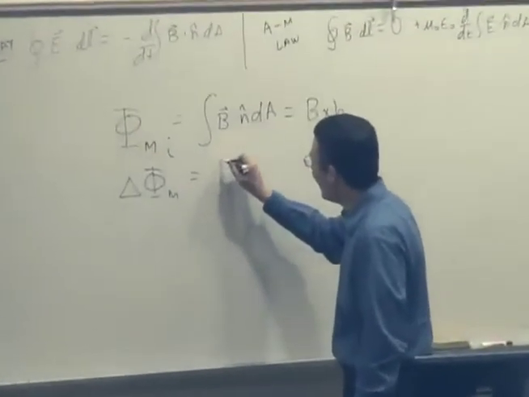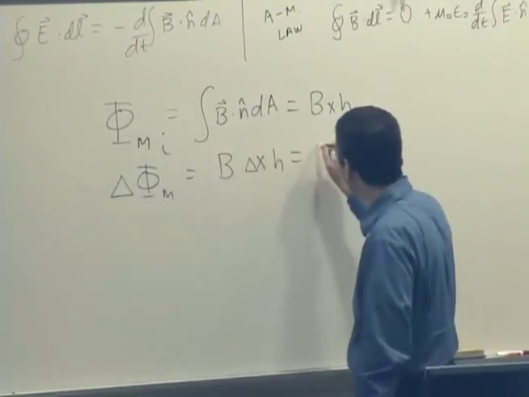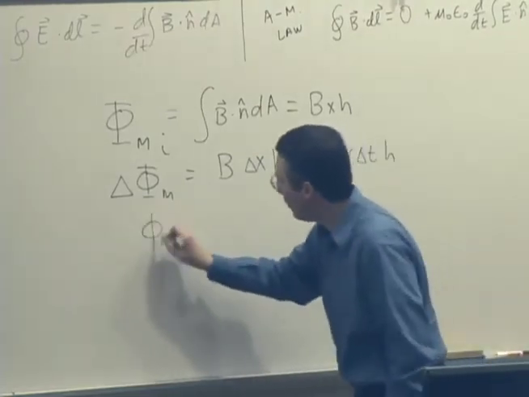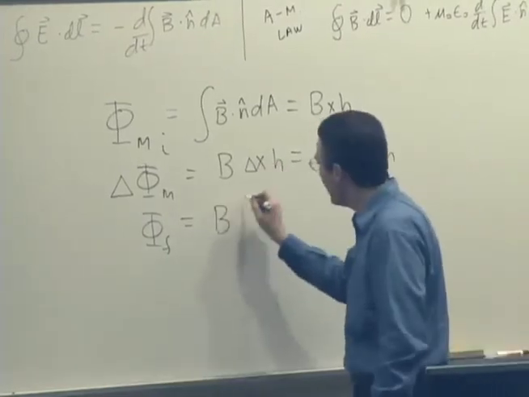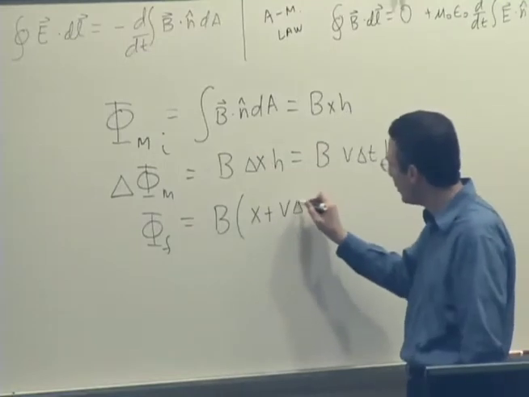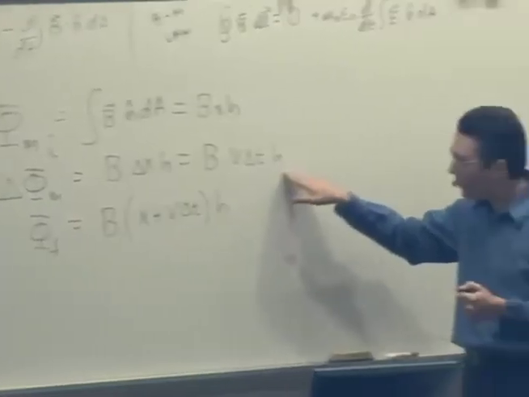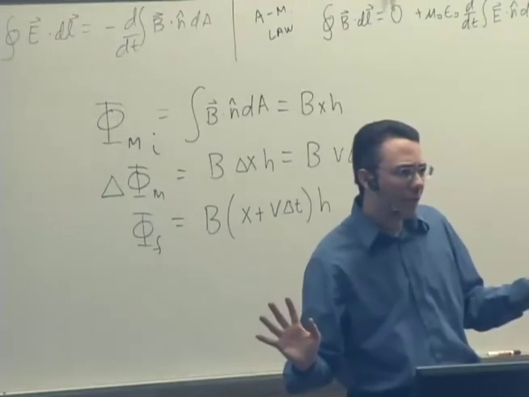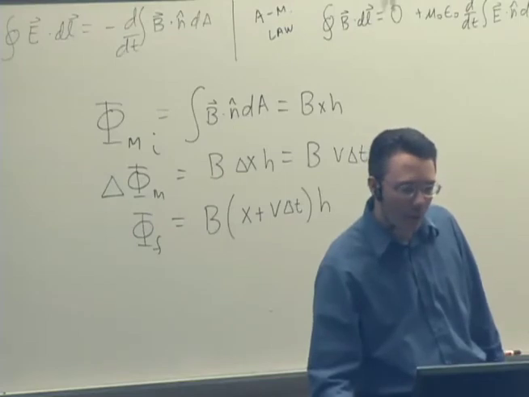Delta phi is going to be that amount of increase, which is going to be B times delta X times H, or B V delta T times H. And so phi final, we could say, is number 5: B times X plus delta X, or X plus V delta T, that total length now, times the height H. Okay, so we're just looking for the change, B V delta T times H. Everybody okay with the difference there? Questions? Okay.